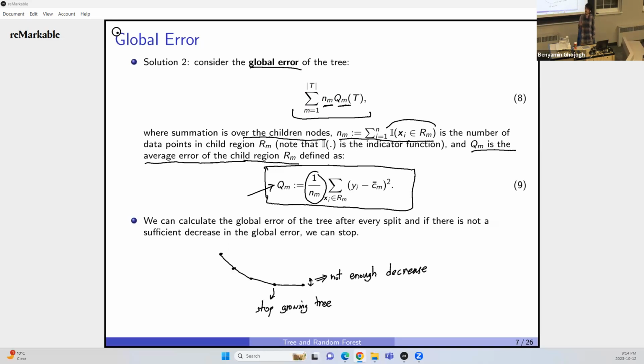I want it to be minimized, right? I call it global error. We can calculate the global error of the tree after every split. And if there is not a sufficient decrease in the global error, we can stop. You see that? Because it goes down, right? It's a training error, by the way. At some point, we don't need to partition further. It's not decreasing too much. Then we can stop. Agree?